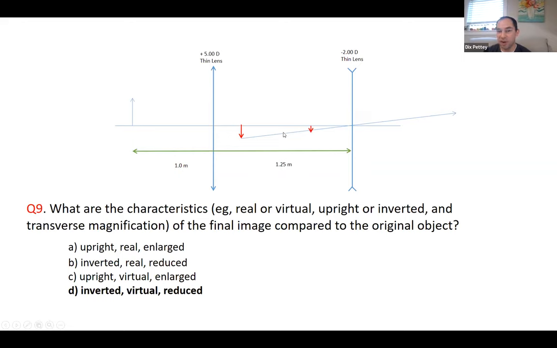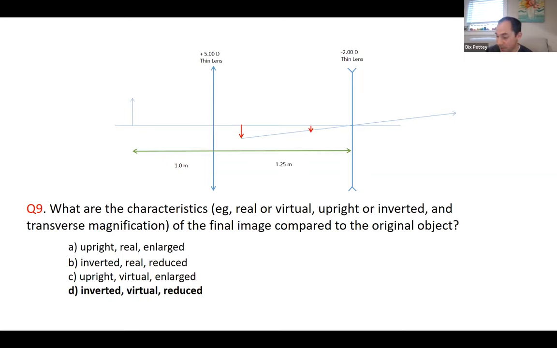So sometimes even just drawing one single ray can be pretty helpful if you know where the object and image are ending up. But yes, this is a case where, since it is a minus lens, it is inverted and virtual. For me personally, drawing it out is very helpful. Great job.